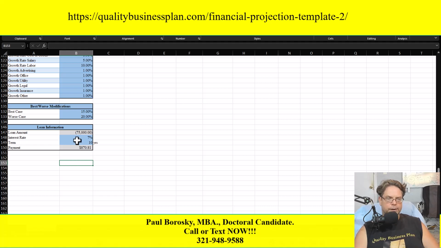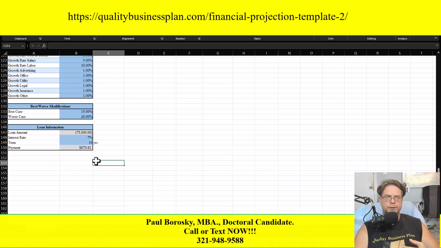In this particular scenario, we're saying that we're going to have a loan amount of $75,000, the interest rate 7%, and the term, or the length of the loan, is going to be 10 years. Once we put that information in here, I use the payment function for Excel to calculate the payment. So based on this information, we've got a payment of $870.81.